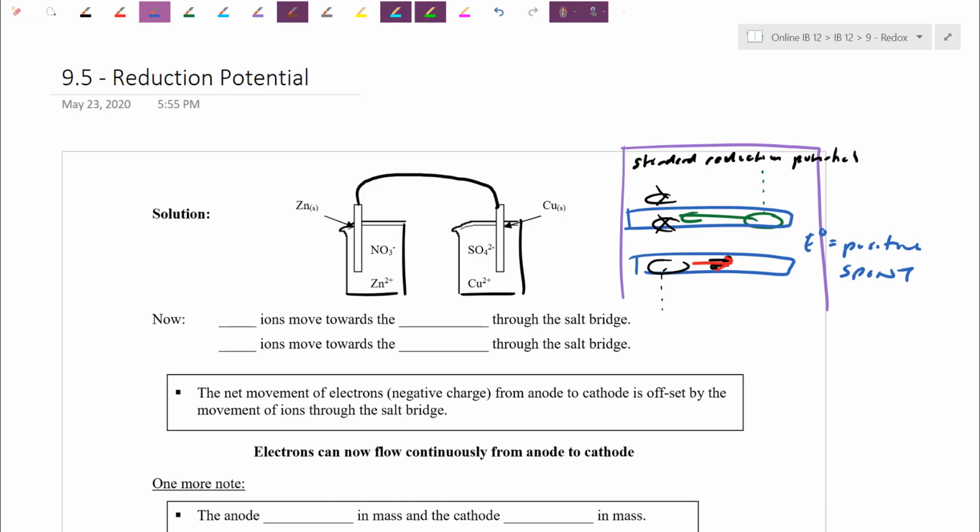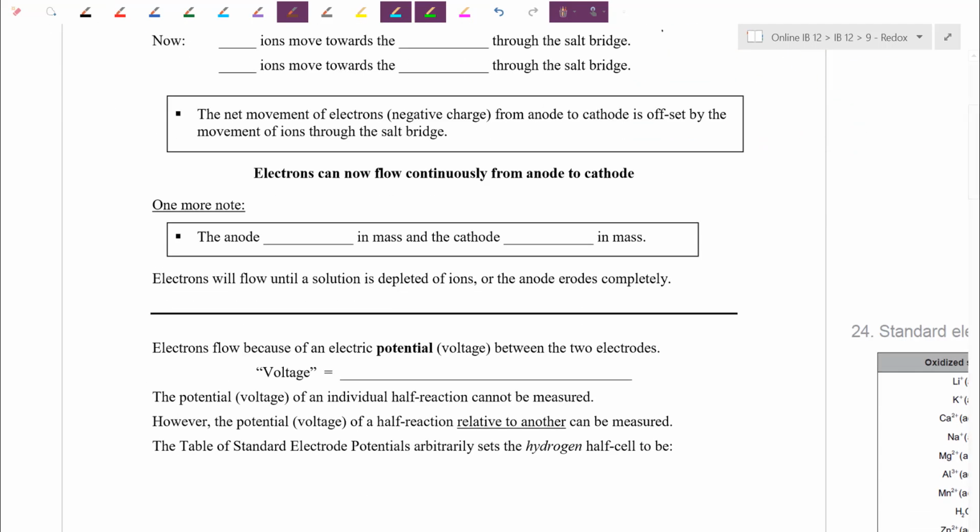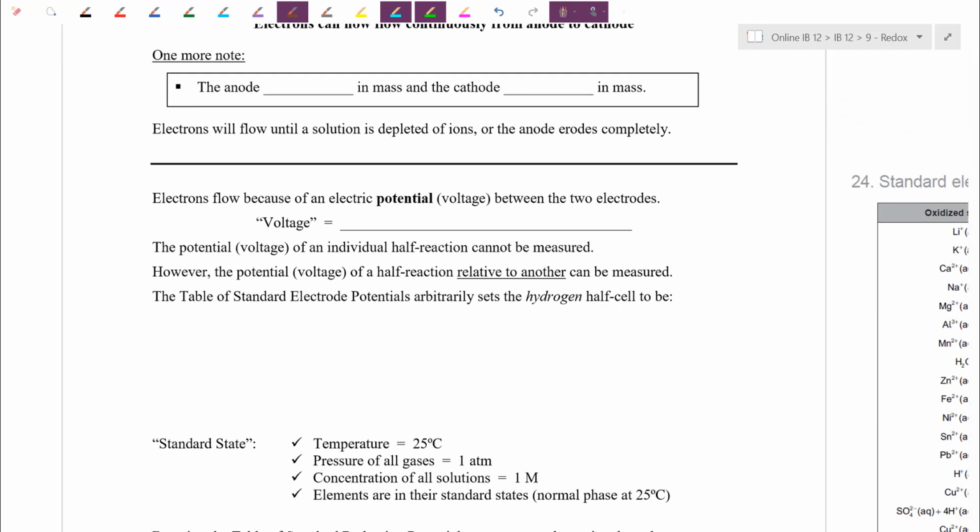So today I just want to qualify a little bit more with this voltage. What is it? How do we do some of the math around it? And just rehash some of the terms from yesterday in looking at this electrochemical cell. So let's just have a look here. You already have that top part filled in from yesterday. Electrons flow because of an electric potential. Potential is another word for voltage. Voltage is essentially the work done per electron transferred.